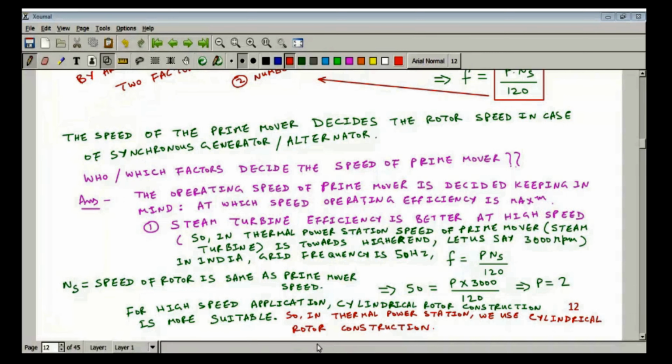This is the reason we use the cylindrical rotor construction in thermal power station, because in thermal power station the speed of the prime mover, that means the steam turbine, is very high. So with the speed being very high and frequency fixed at 50 Hz, we have to make sure the number of poles is 2, and besides that, if it is to rotate at a very high speed, the cylindrical rotor construction is more suitable.